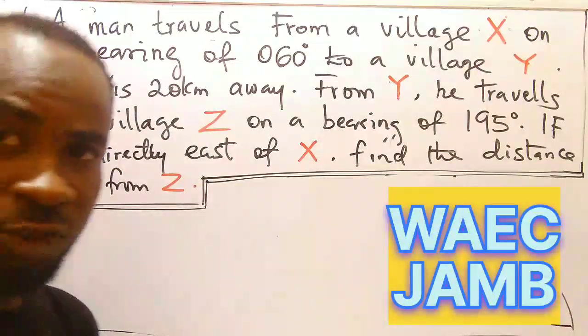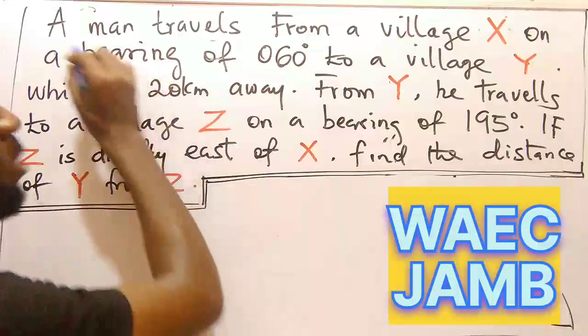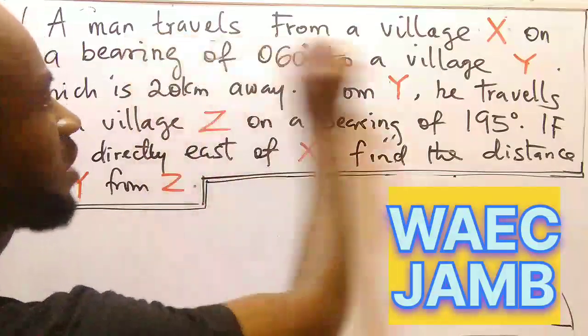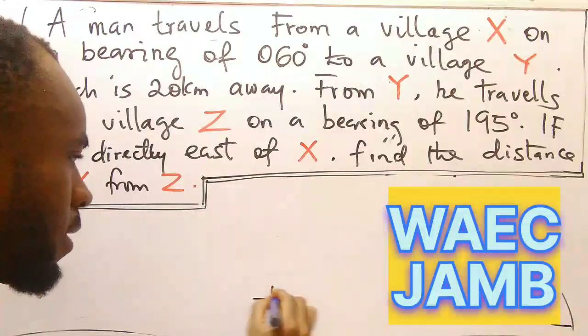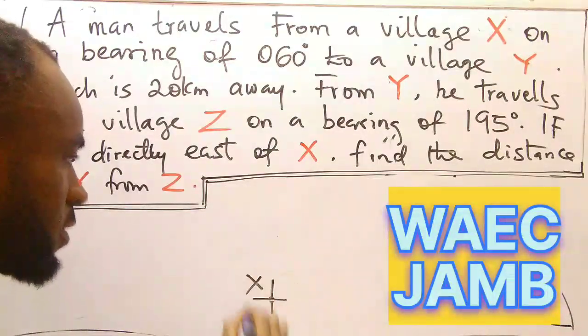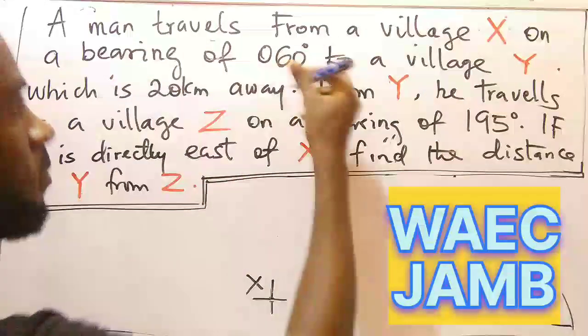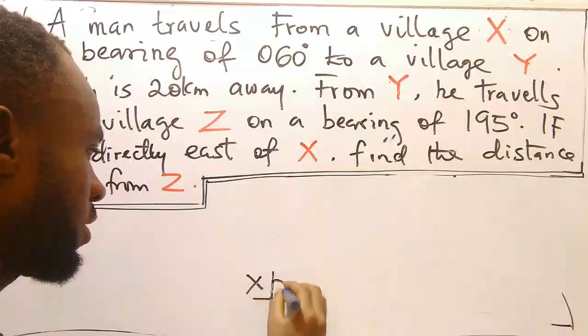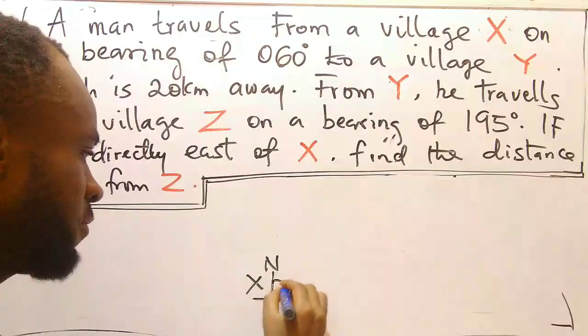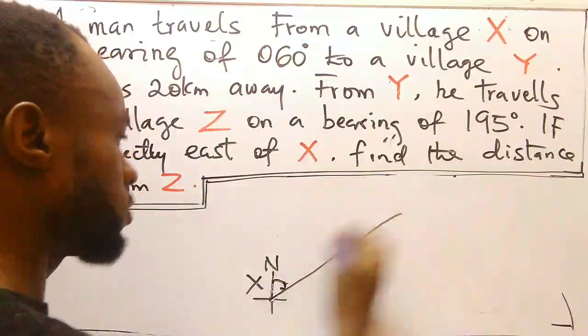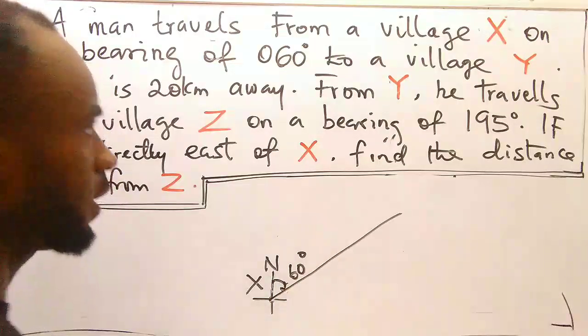Now let's answer this question. We're going to start from the first statement. A man travels from a village X, so he's starting from point X here, on a bearing of 60 degrees. Remember, this is a three-figure bearing. We start from the north and move in the clockwise direction. So this is 60 degrees, okay?